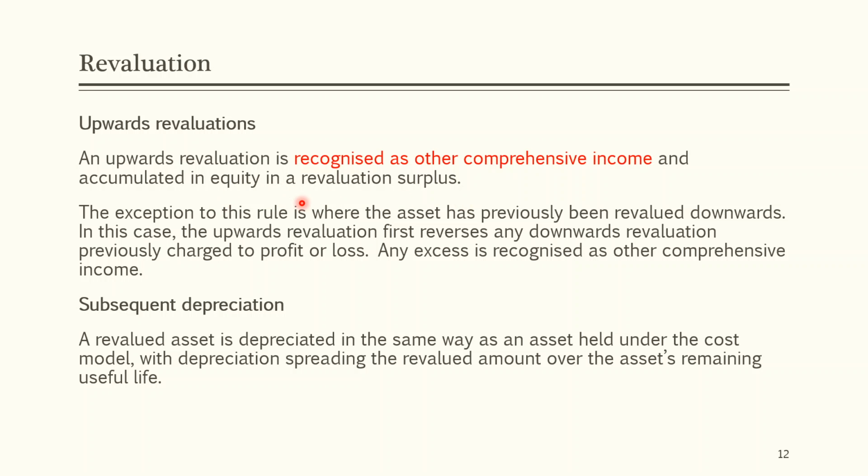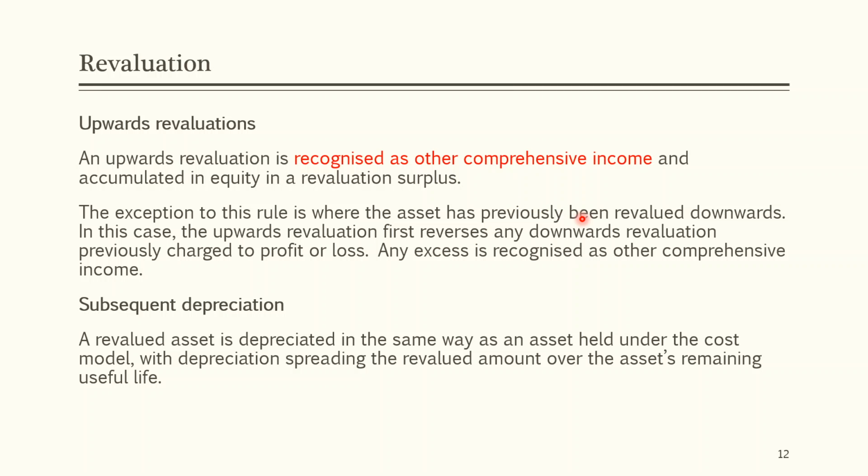But here there is an exception. The exception to this rule is where the asset has previously been revalued downwards. If the asset has been previously revalued downwards, then there is an exemption. In this case, the upward revaluation first reverses any downward revaluation previously charged to profit or loss. Any excess is recognized as other comprehensive income and accumulated to the revaluation surplus, the revaluation reserve account. It means we have acquired a particular asset at a cost of 1000.